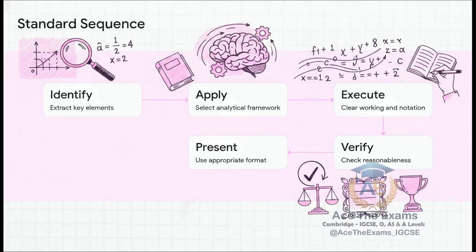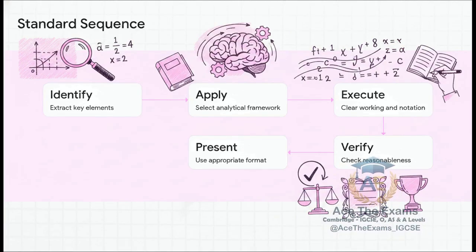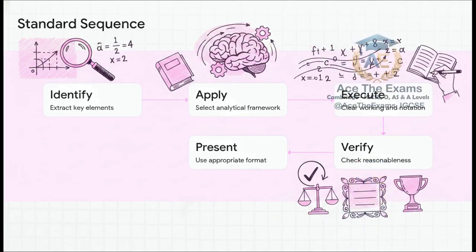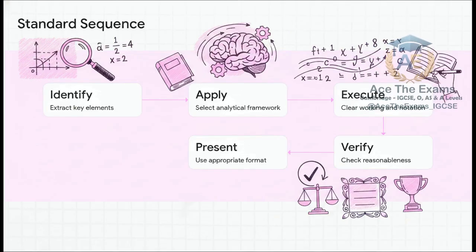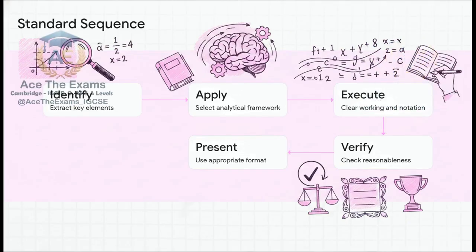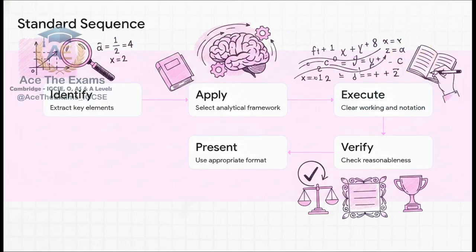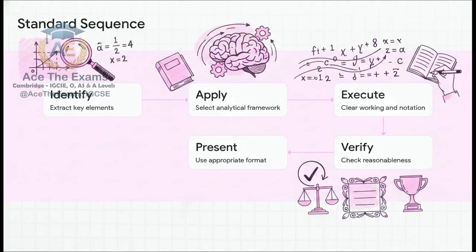Step 1, identify the key elements. Are you dealing with a standard linear factor or a repeated factor, like, say, x minus a squared? Step 2, apply the relevant analytical principles to set up your algebraic identity properly. Step 3, execute your analysis with completely clear working. That means whether you're substituting values or equating coefficients, the examiner needs to see it. Step 4, verify those results. And Step 5, present it in the appropriate format.